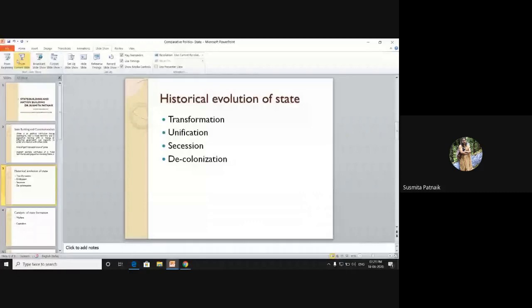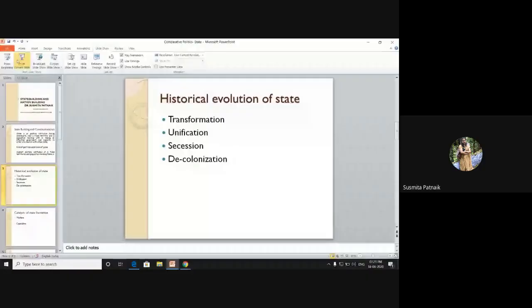Why did they do this type of unification? Sometimes a state is weak in capacity, or marginal economically, politically, or in other spheres. Then the different states, by their united efforts, made a bigger state. This is called the unification of the state.